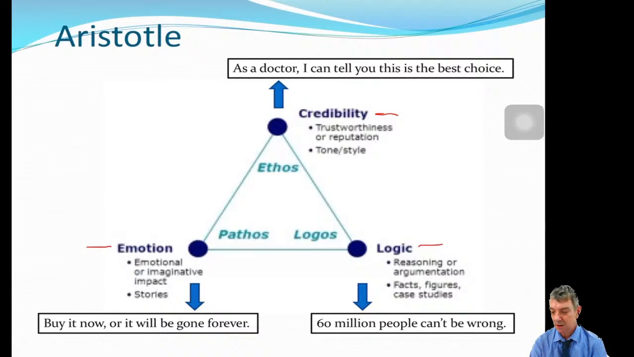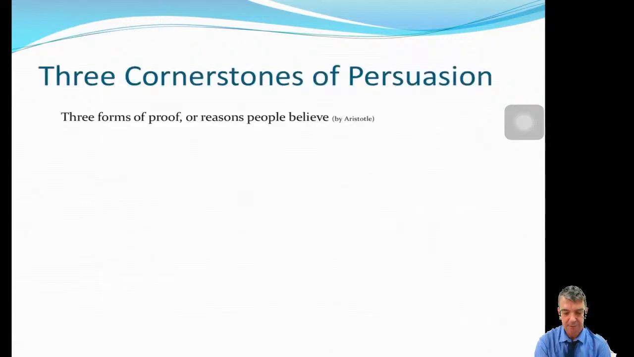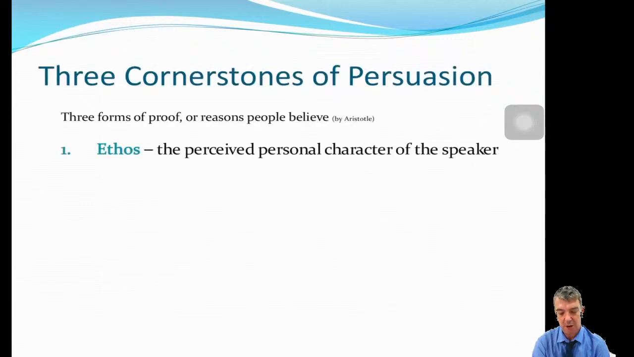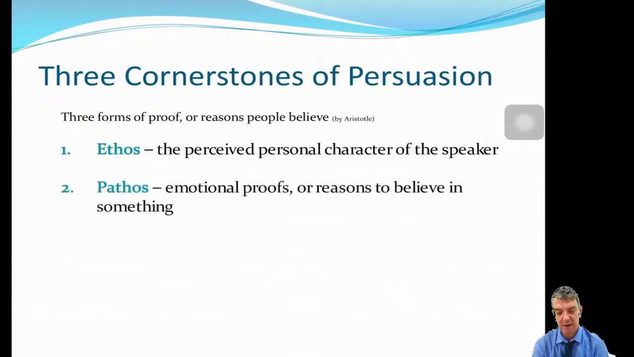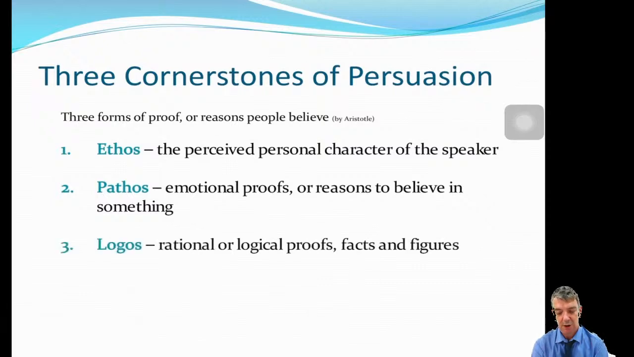These are three ways that advertising can be used to persuade. Let's have a look again. We have ethos, which is the credibility. We have pathos, which is about emotions. And we have logos, which is all about the logical side of reasoning, facts and figures, that type of thing.